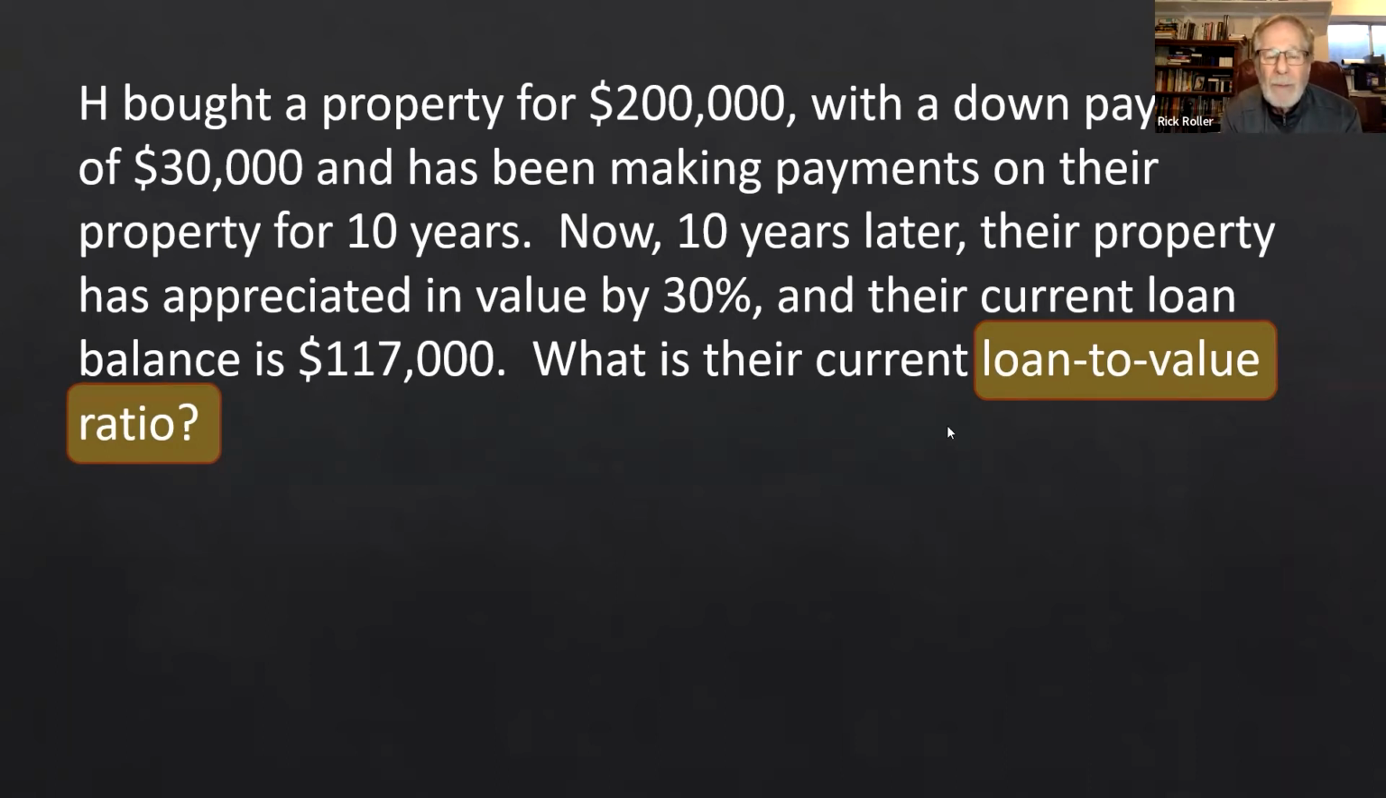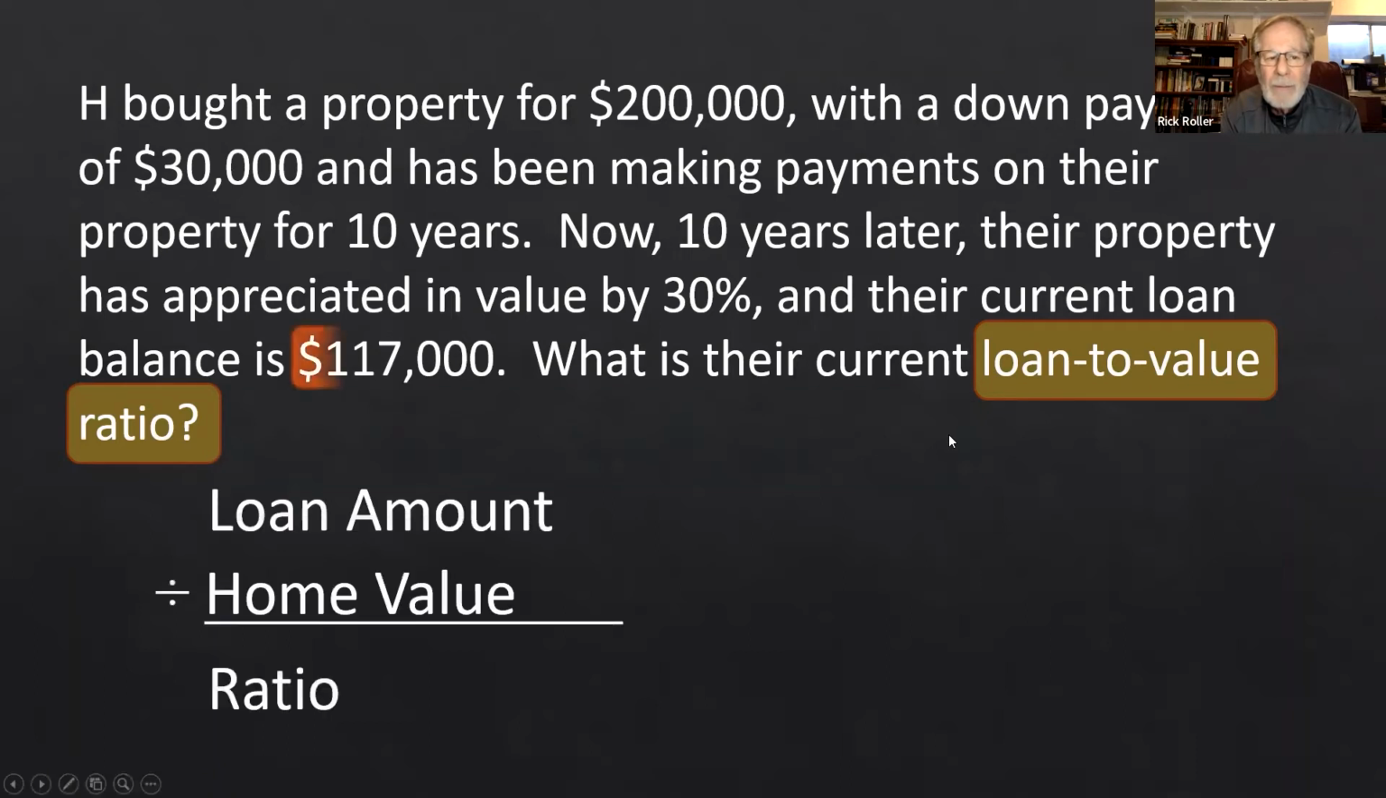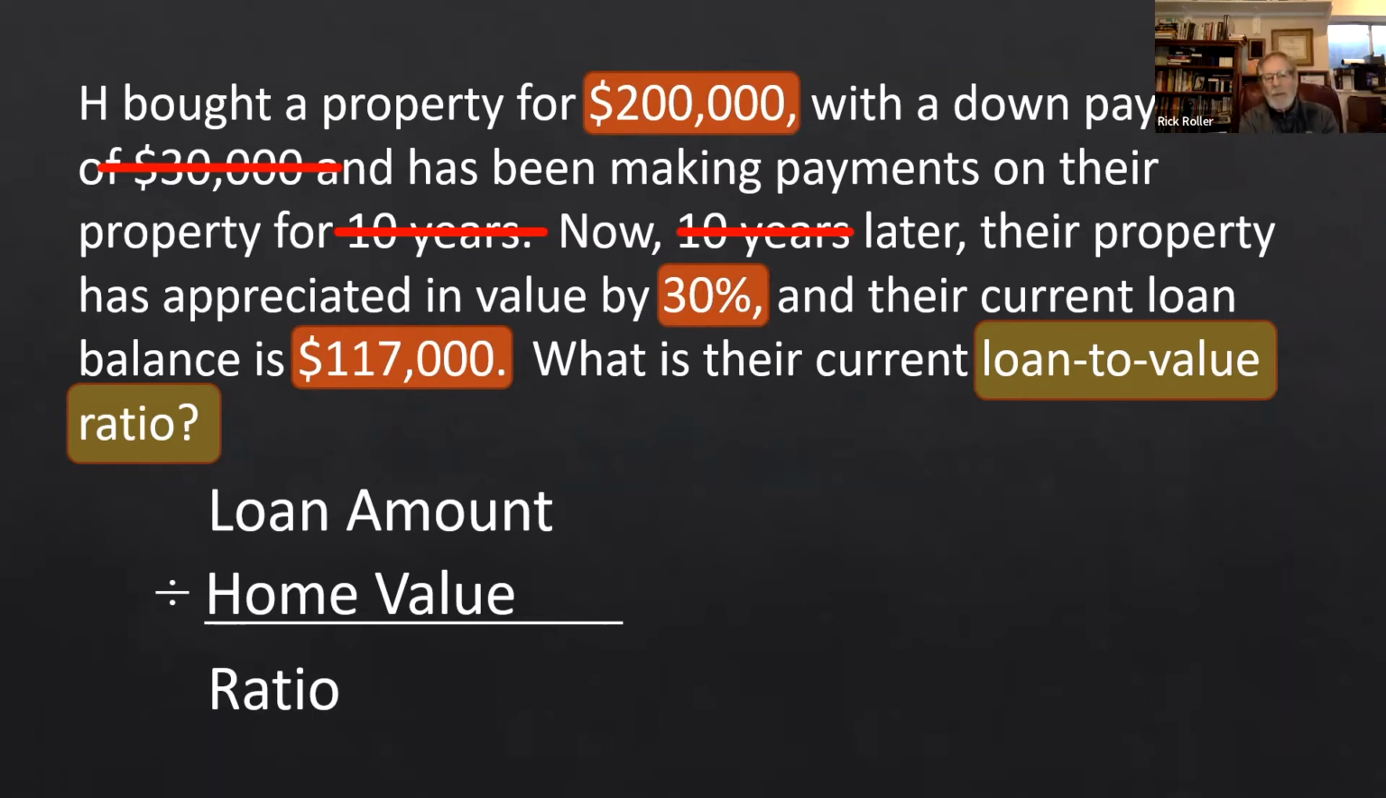Now we need the 200,000, right? With the down payment of 30. Unless you want to do that in your head, then you don't need it, but that's what I would do, and so would just take it out. 10 years is irrelevant, and 10 years once again is irrelevant, because we're looking for the current loan to value ratio. So the loan amount they give us was $117,000.